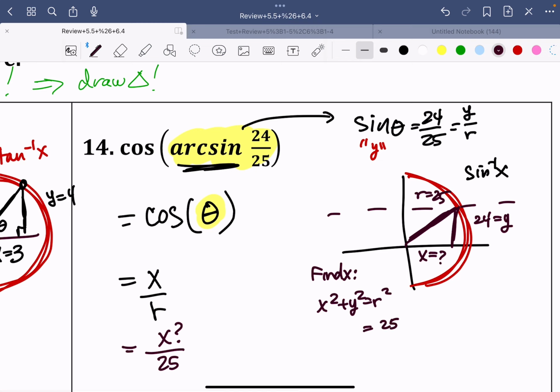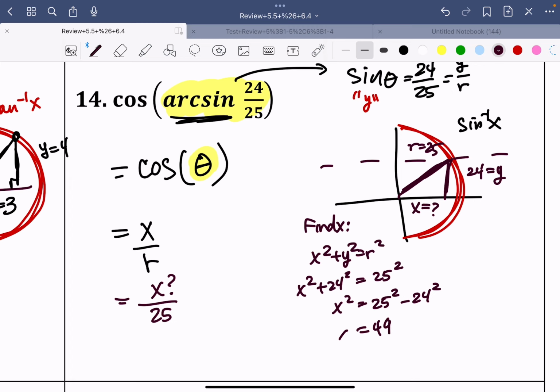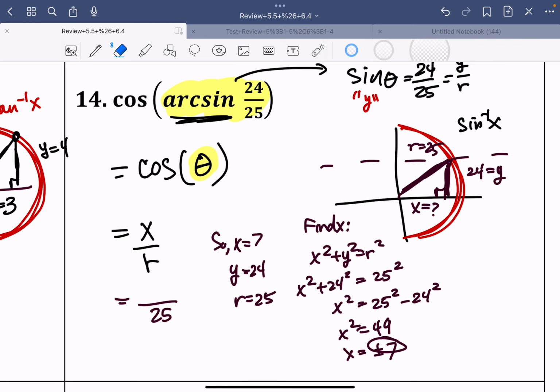So this is going to be 25 squared is equal to x squared plus 24 squared. So you're going to get 25 squared minus 24 squared is what x squared is. That's going to turn out to be 49. And so x is plus or minus 7. But since it's going in the positive direction, we know it's positive. So x is equal to 7, y is 24, r is 25. So if you want x over r, which is what you were asking for, it would be 7 over 25.